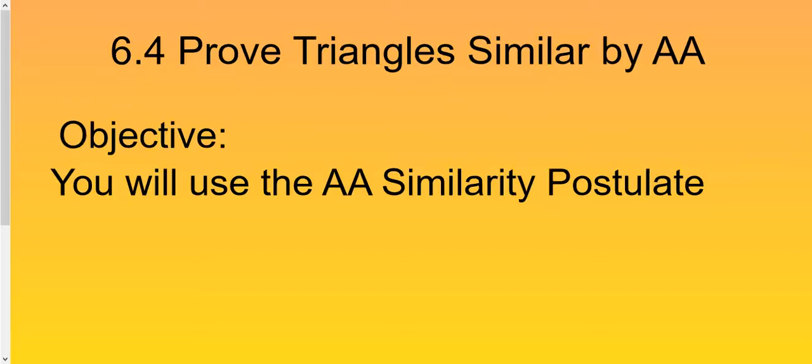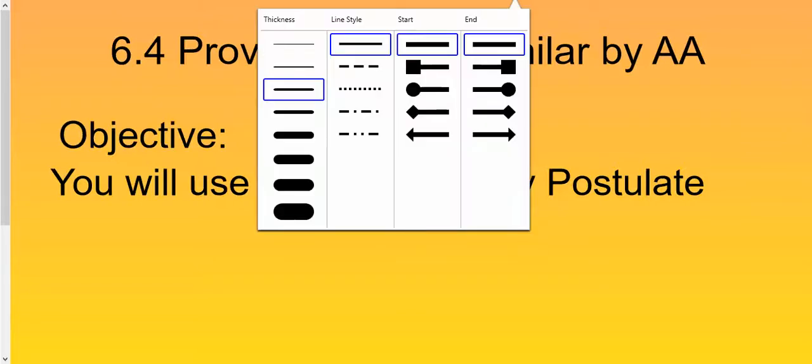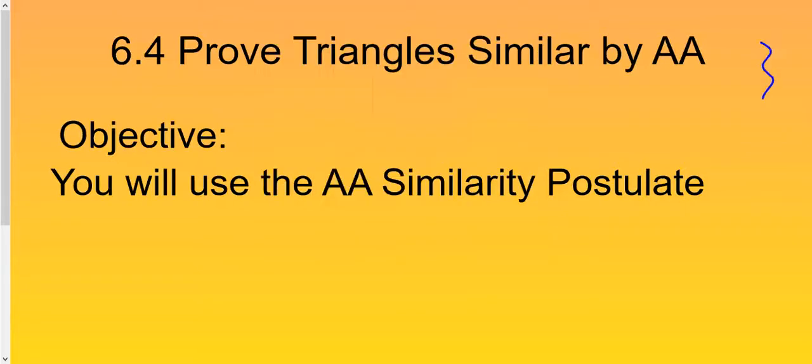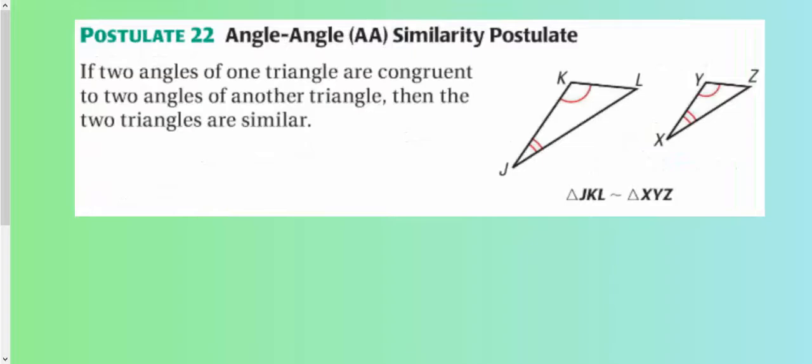I'll try to keep this one a little bit shorter. I know that previous videos have been a little bit longer. We're going to be working with our first shortcut today, dealing with similar triangles. We talked about similar polygons. Now we're going to work with specifically similar triangles using the angle-angle similarity postulate. We're going to skip through all this stuff and just jump right to it.